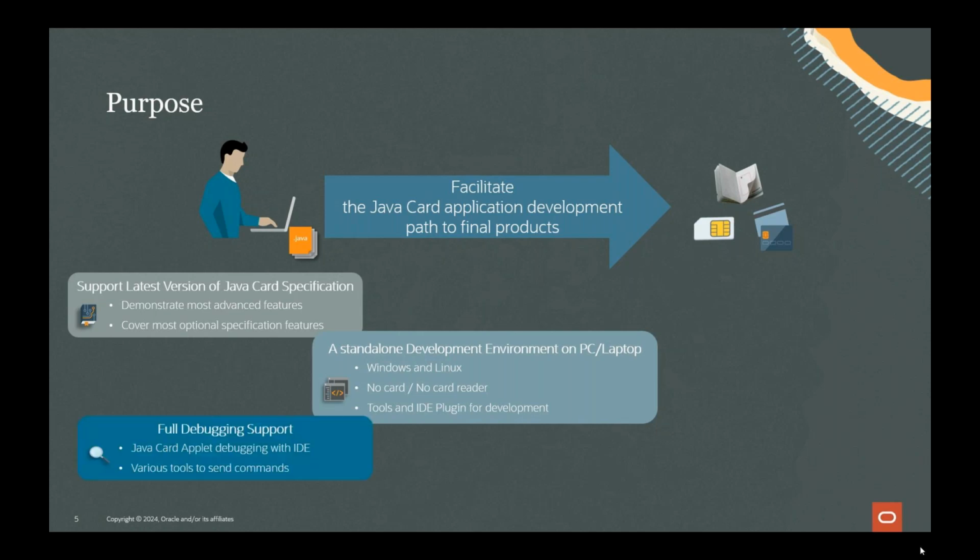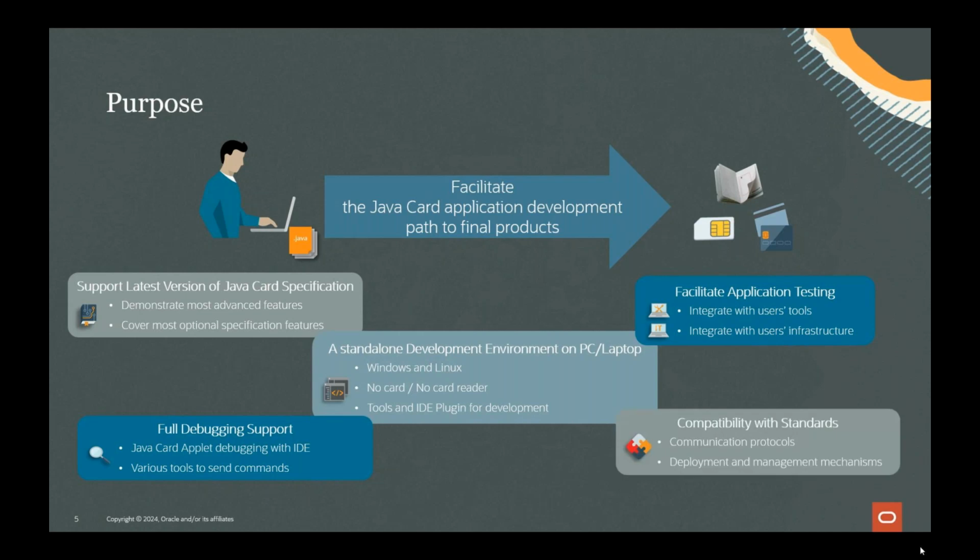Then an important point is the complete debugging experience provided by the kit, where all is integrated into an IDE. However, we will see the architecture also allows for alternative debugging methods. Facilitating application testing is a key point, and the kit makes it possible to reuse existing tools and infrastructure that you may already have or are familiar with. And at last, compatibility with standards is really essential here.